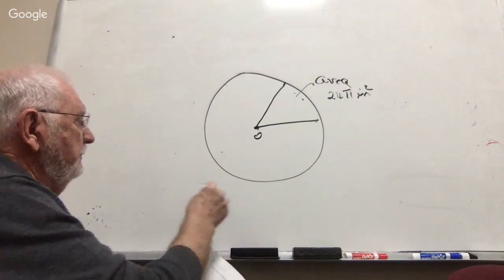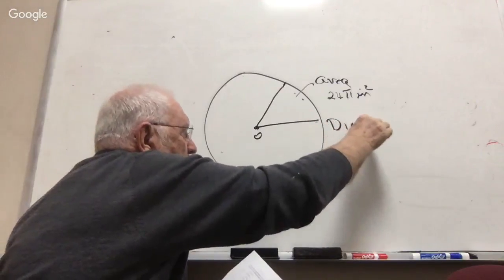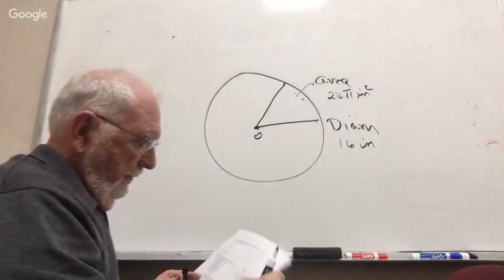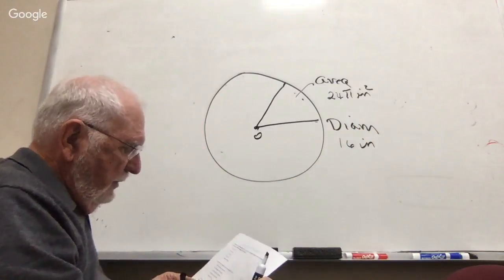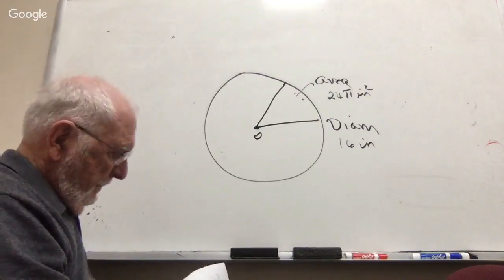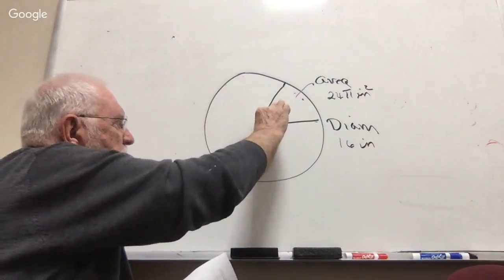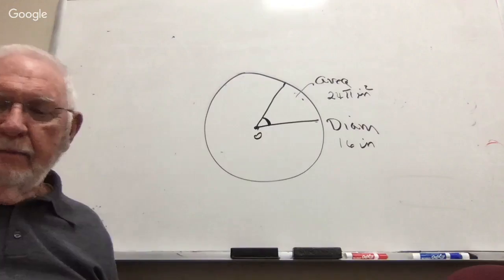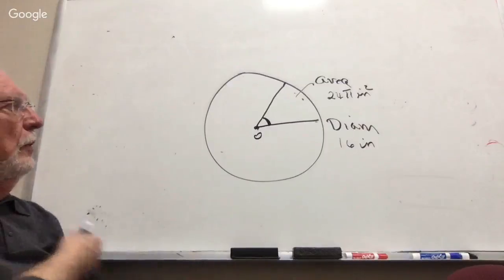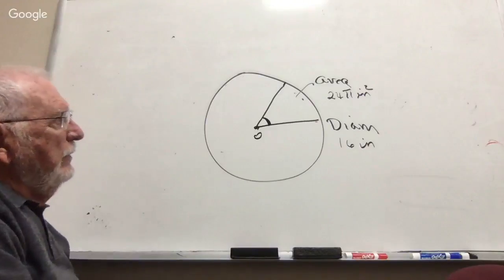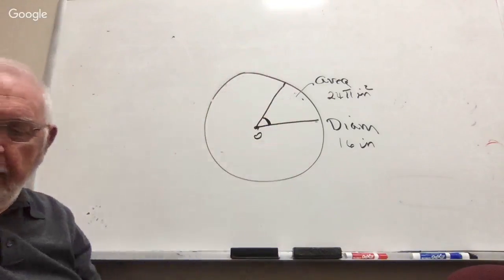Now it says if the diameter of the circle is 16 inches, then find the measure of the central angle of the sector. So we want to know this angle right here of this sector. So we've got a couple of things going here. We've got area.